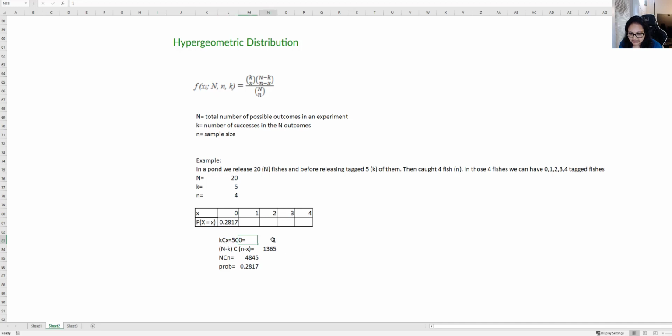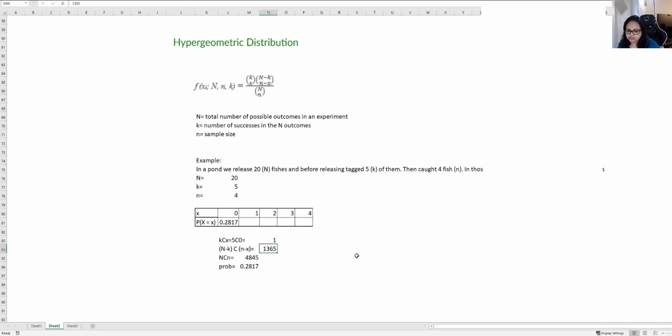4 of them were tagged, and then 5 of them were tagged in the population, and I'm saying that 0 of them will be tagged when we actually catch them the second time. So 5 choose 0 is 1, and then the next one is n minus k choose n minus x. So n minus k is 20 minus 5, and n minus x is 4 minus 0.